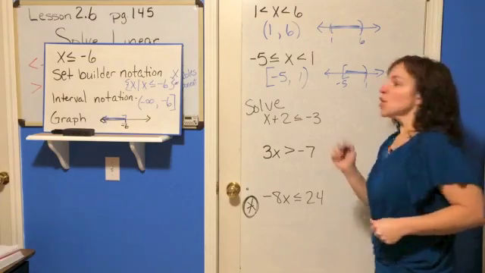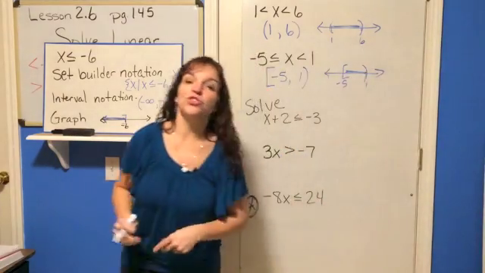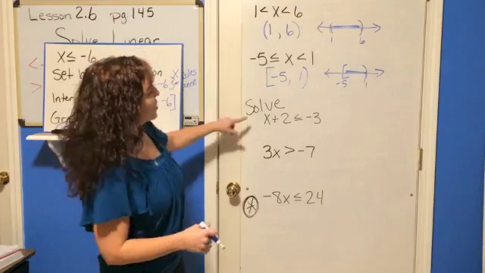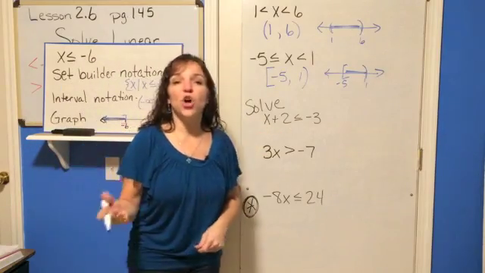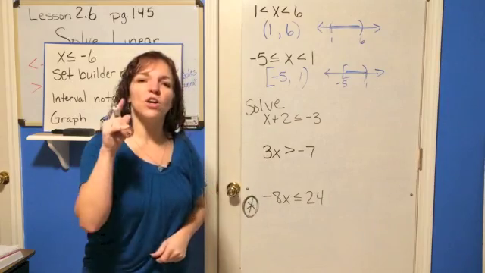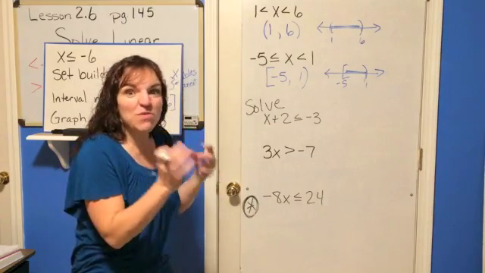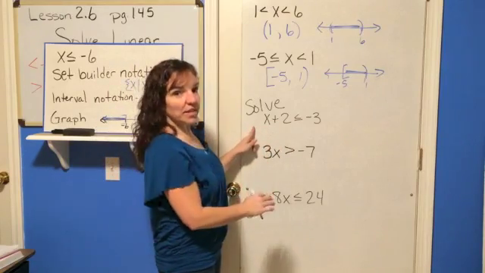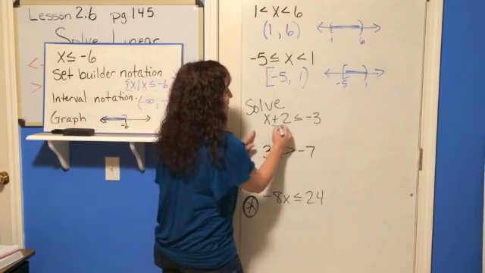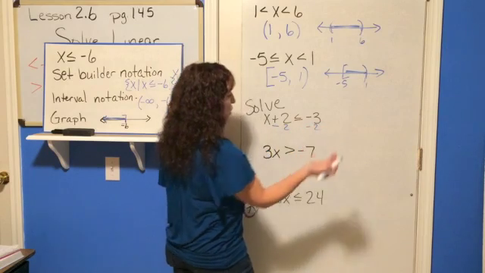All right, so now you know how to show your solution. Now let's solve a few. So we want to solve x plus 2 is less than or equal to negative 3. You're going to solve these exactly the same way that you solved equations, except keep that sign, don't lose it. In this case, we added something to x, so we're just going to subtract the same thing. So subtract 2 just like you would with an equation.